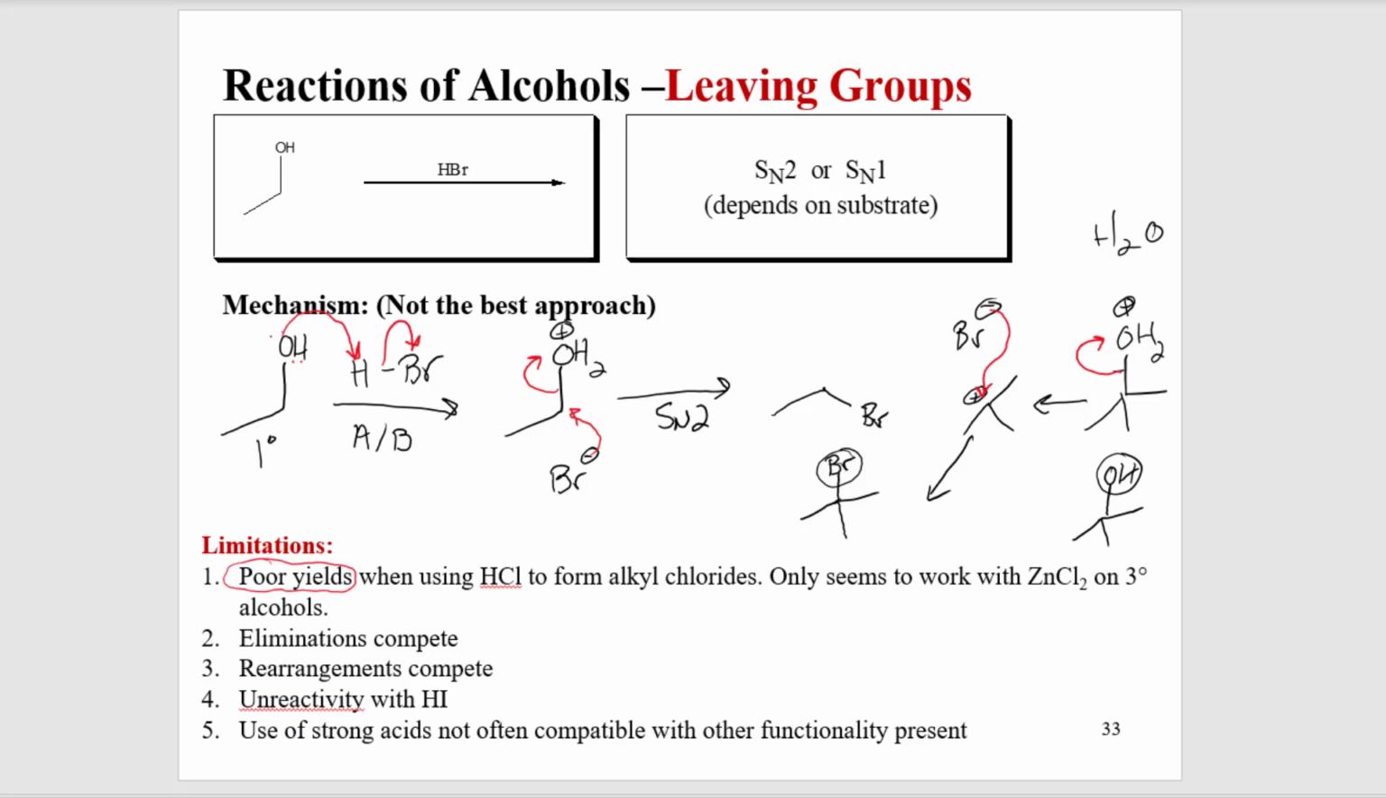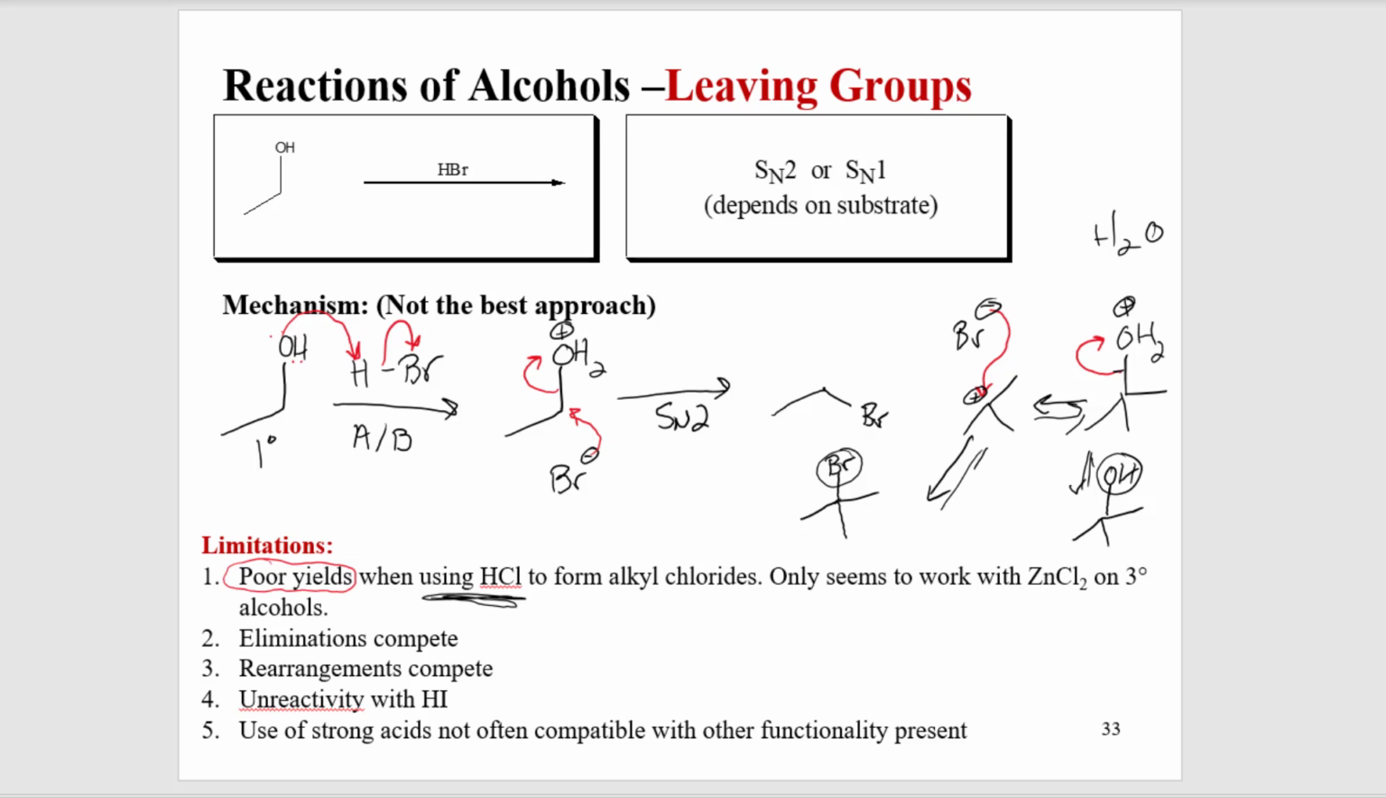Water could probably want to reverse back. So this is a reversible type reaction. So you might not favor the product largely. So we see poor yields overall. And we see even poorer yields when using HCl to form alkyl chlorides.